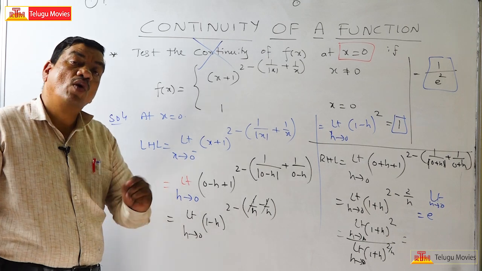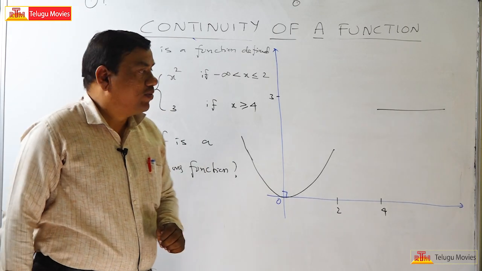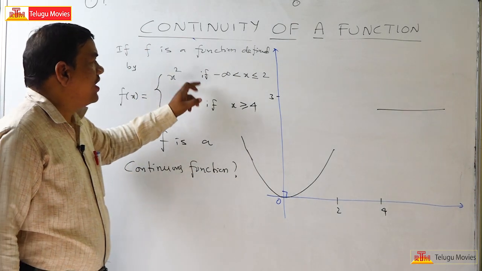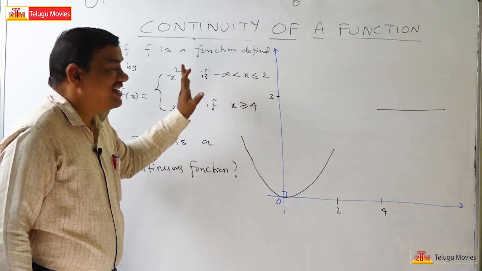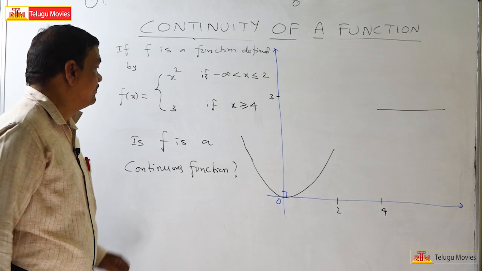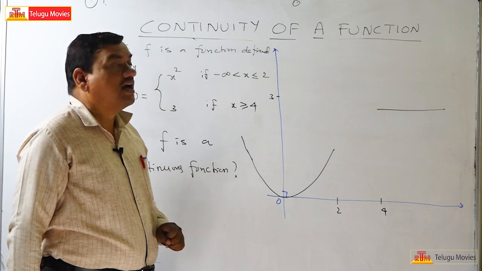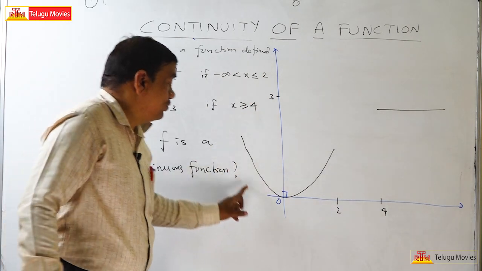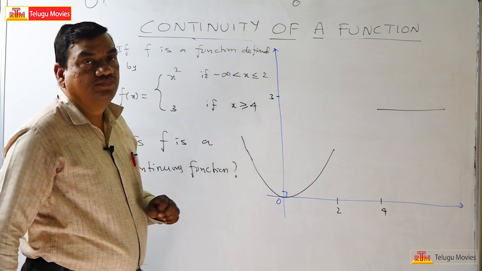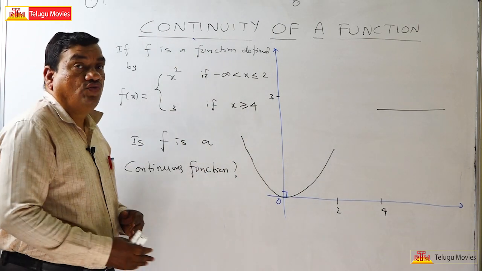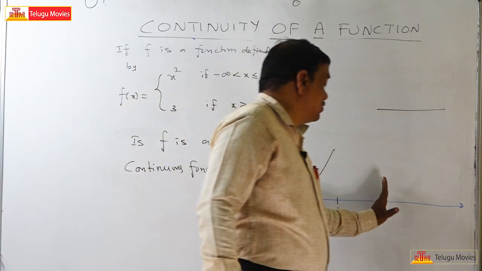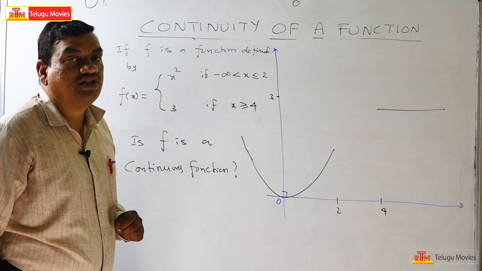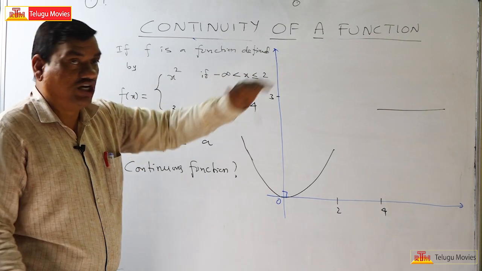So let us move to one more problem. Welcome to this very interesting problem. There is a function defined as f of x is equal to x square if x belongs to minus infinity to 2, and 3 if x is greater than or equal to 4. For you that graph also I have drawn. From minus infinity to 2, the function is a parabola. If x is greater than or equal to 4, that means x is equal to 4 and more than 4, the function is y is equal to 3. It takes a straight line form.